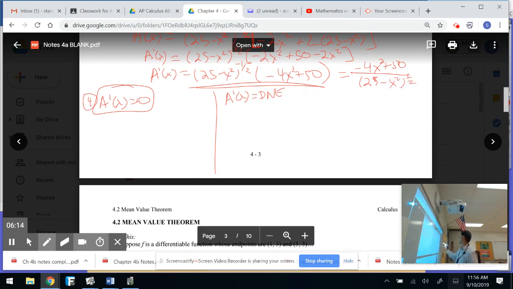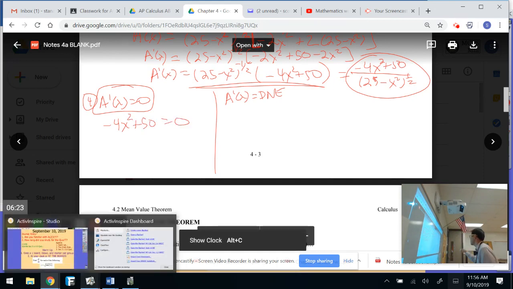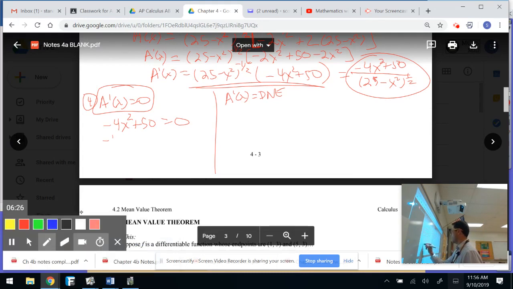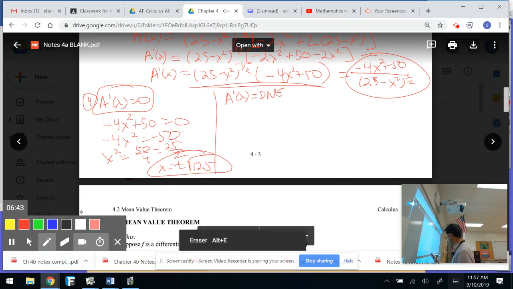But that derivative is going to be equal to 0 whenever the numerator is equal to 0. You don't technically have to rewrite it to be able to do that. If I just care when the numerator is 0, who cares about the bottom? Leave it out. I'm going to solve this. Negative 4x squared equals negative 50. You get x squared equals 50 over 4, which is 25 over 2. Use square root, which is plus or minus the square root of 12.5. Who cares about the negative? Because you can't have a negative distance in this real-life application problem.